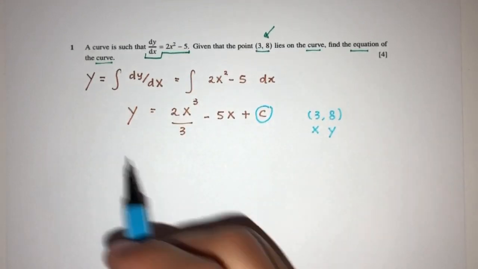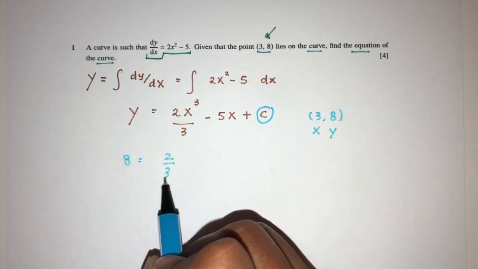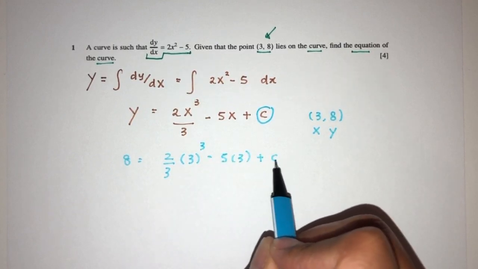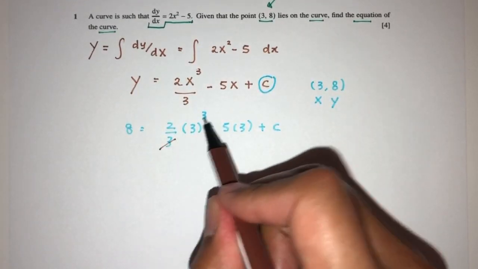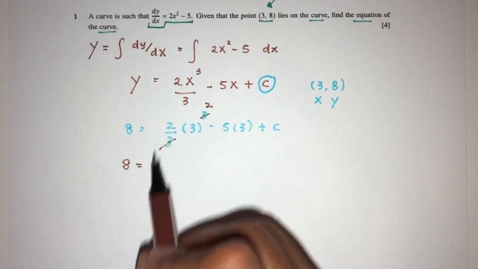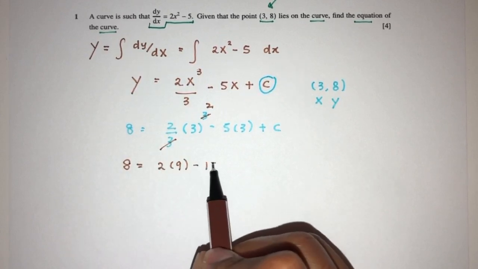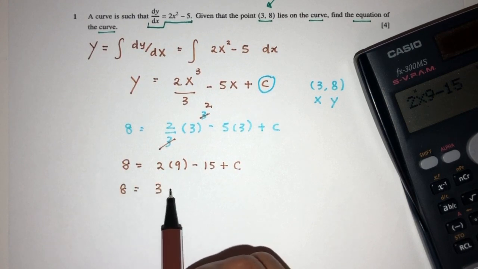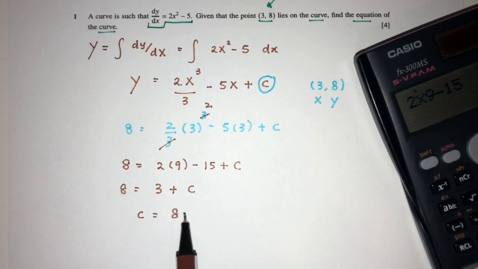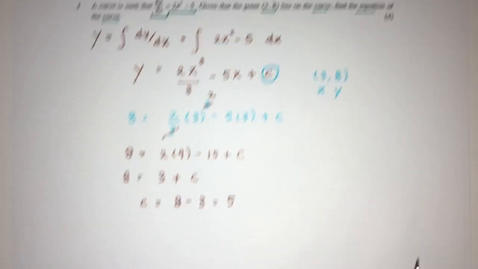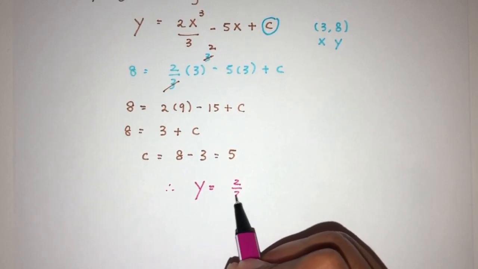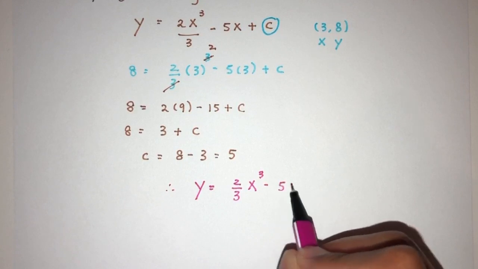Replace back in your equation, you will have 8 is equal to 2 over 3 times 3 power 3 minus 5 times 3 plus c. Let's see what do we have. This will cancel out. This will be 2 times 9 minus 15 plus c. 2 times 9 is 18, minus 15, that should be 3. So 8 is 3 plus c. c will be 8 minus 3, and that should be 5. So finally, we can write down the equation. Y is equal to 2 over 3 x power 3 minus 5x plus 5.